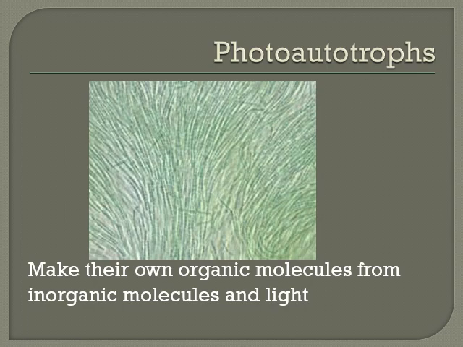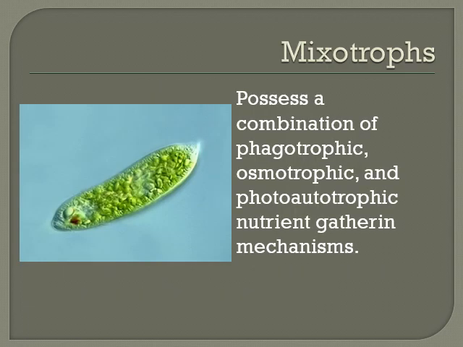Photoautotrophs, we've talked a lot about these. Photoautotrophs make their own food particles from light. They're going to create organic molecules using inorganic molecules. And then you have the mixotroph. Mixotrophs are a combination of either phagotrophy, osmotrophy, or photoautotrophy for their nutrient gathering mechanisms. So those are your 4 big concepts: phagotrophy, photoautotrophy, osmotrophy, and mixotrophy.